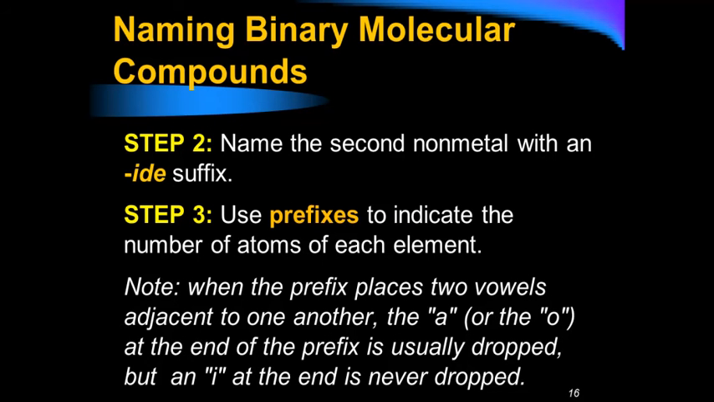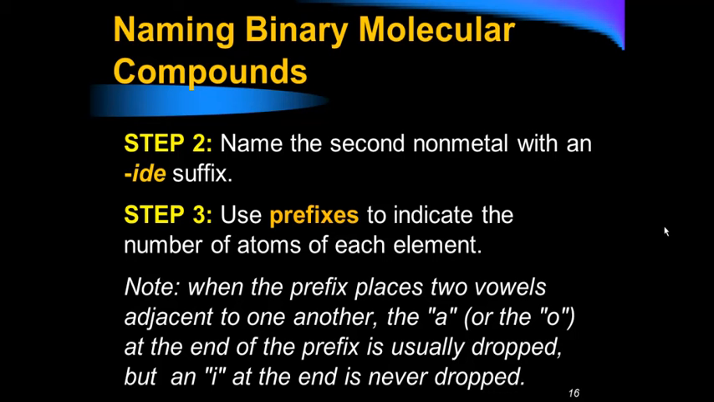Okay, step 2, you get the second nonmetal, and you're going to change the end of the name to IDE. So bromine will become bromide, fluorine becomes fluoride, etc. And then we're going to put some prefixes on these things to tell people how many atoms of each one of these elements were actually in the compound.